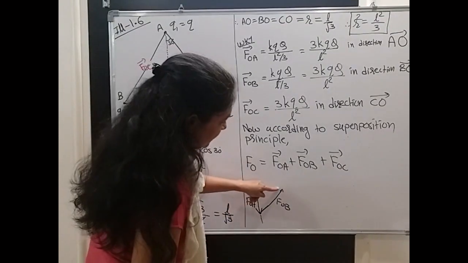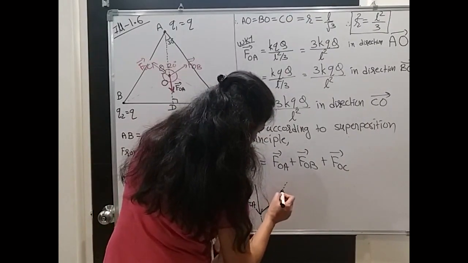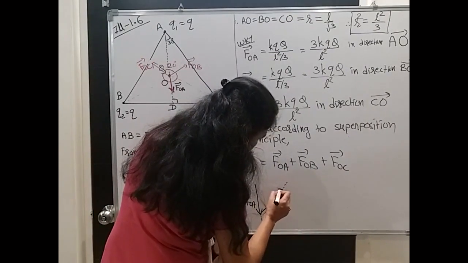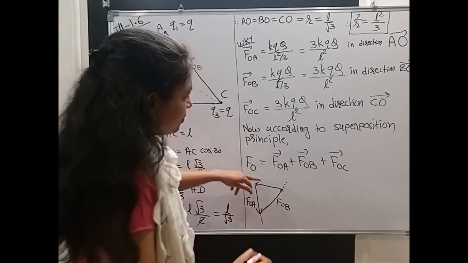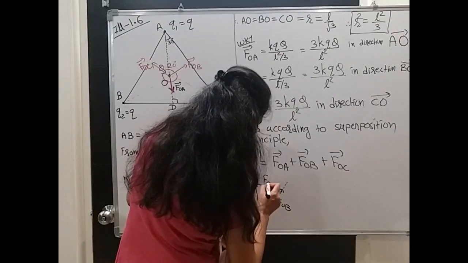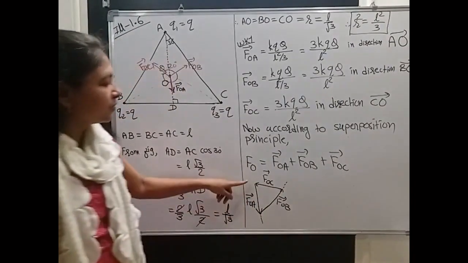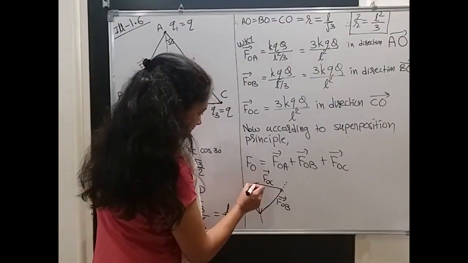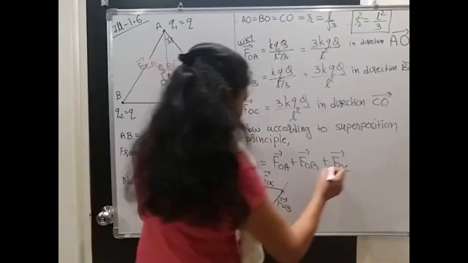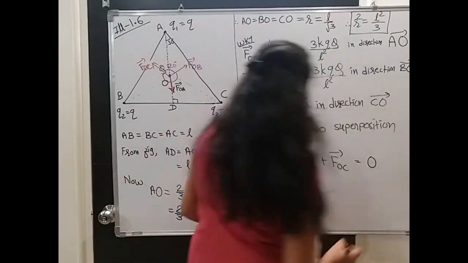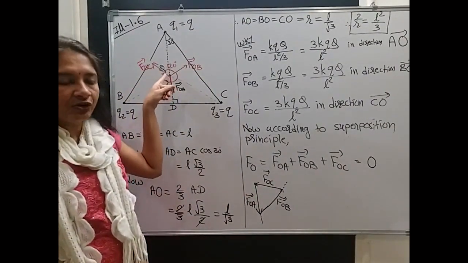From the head of the second vector I have to draw the third vector. It is at an angle of 120 degrees, so it will be like this. And as the magnitude of each of them is the same, this is FOC. If we draw with proper scale, it will touch here. So the resultant will be 0. So I can say that it is equal to 0. So the net force acting on the charge at the centroid is 0.